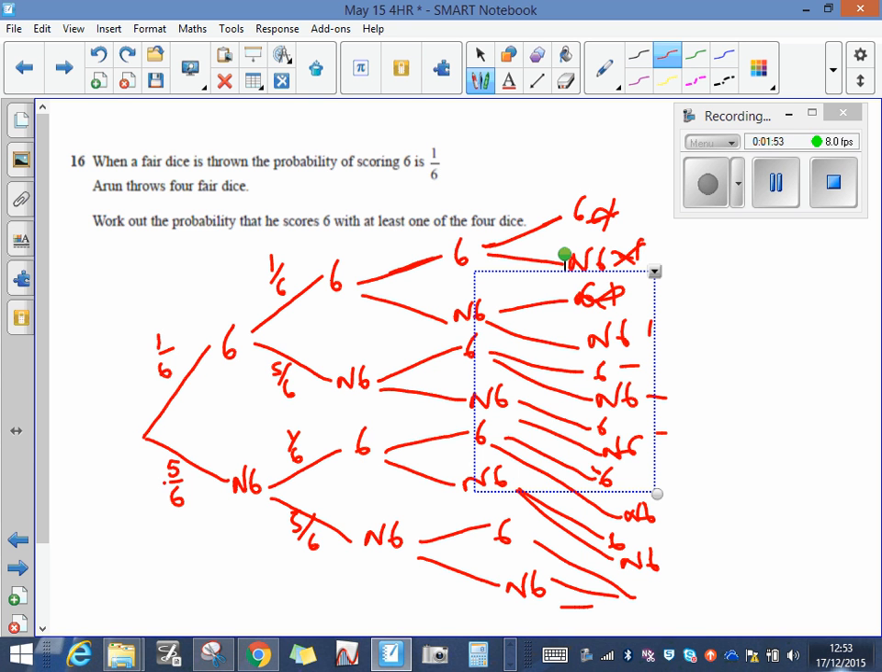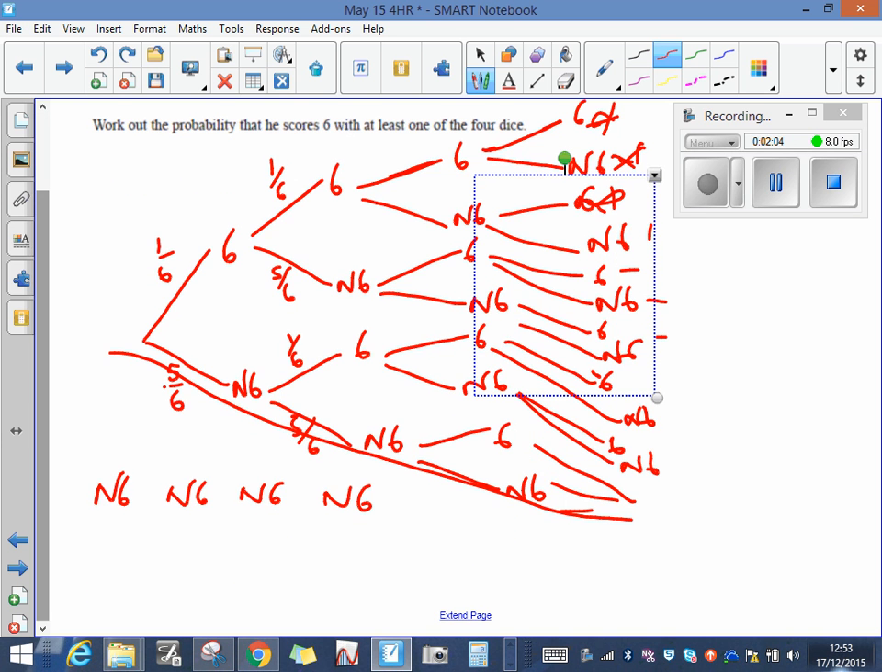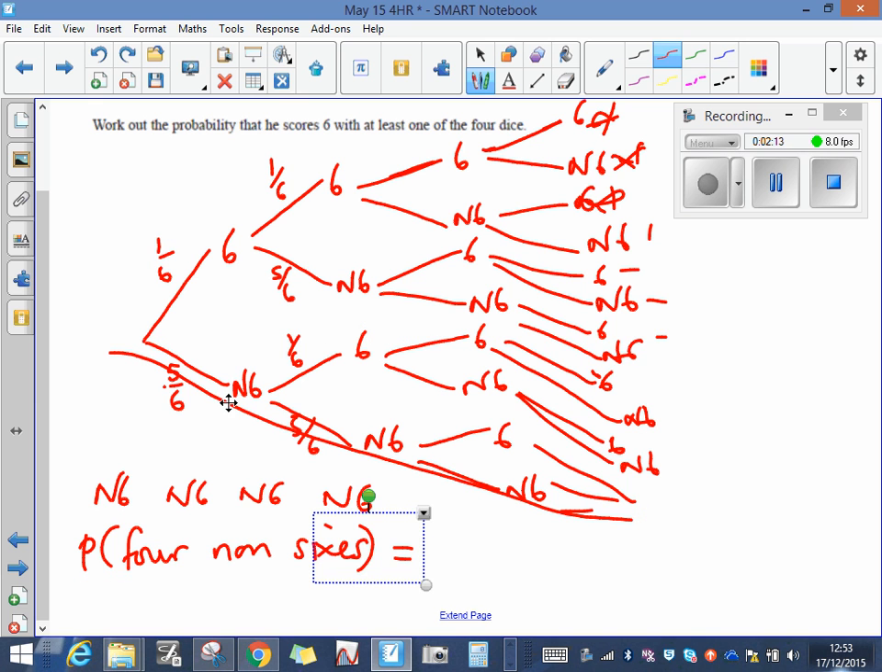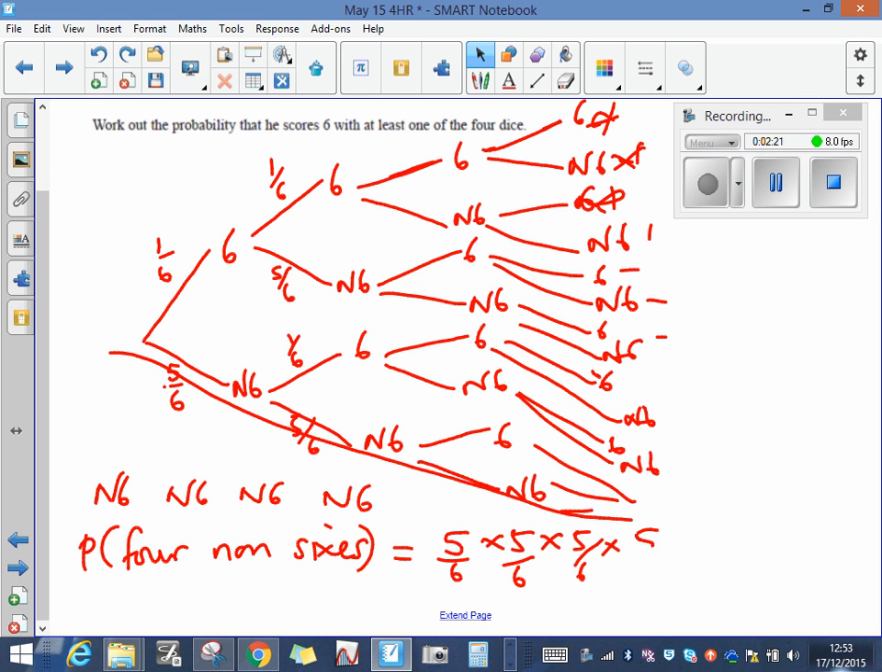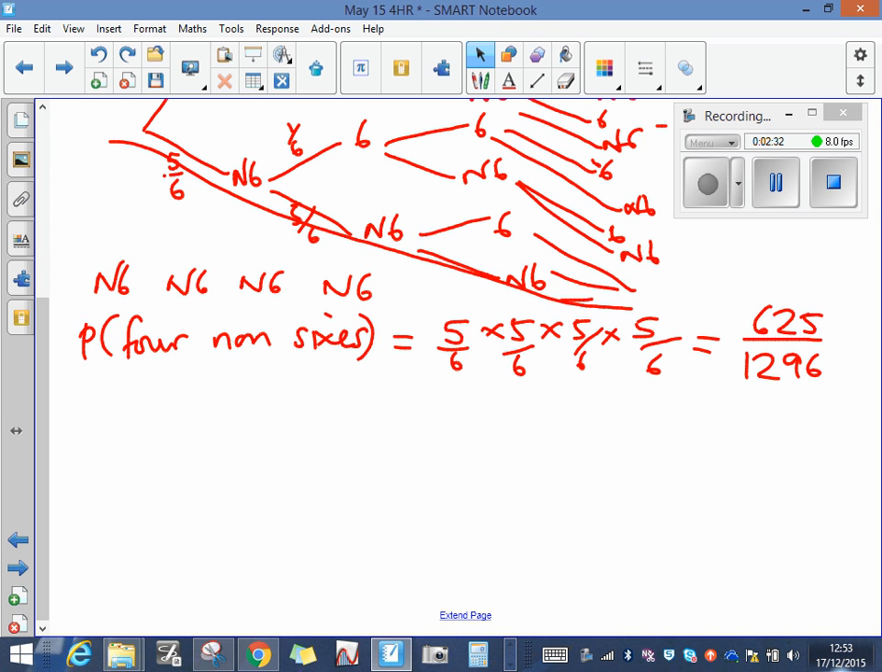The probability that he scores 6 with at least one of the 4 dice, well, the only way that he's not going to get at least one 6 is if he gets a non-6, so this route down here, a non-6, a non-6, a non-6 and a non-6. Now the probability of that happening, of him getting 4 non-6s, you literally multiply along these branches, so it's going to be 5/6 times 5/6 times 5/6 times 5/6. If you work that out, it comes out as 625/1,296ths. That's the probability that he never scores a 6 at all.